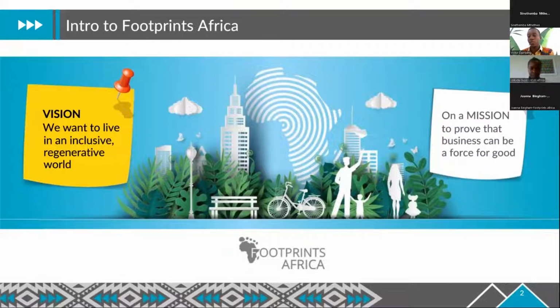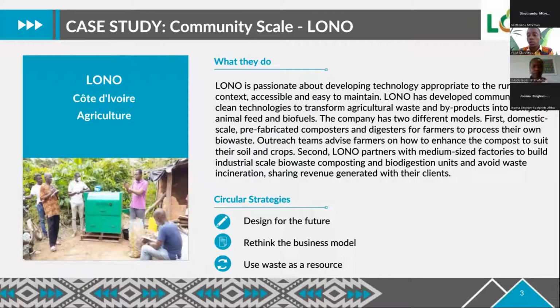So one interesting thing we've been doing at Footprints is we built a comprehensive database of 500 plus cases of businesses engaging in circular economy in Africa. So I'll just be sharing with you a few of such cases relating to the food systems. So the first one is Luno, which can be found in Côte d'Ivoire.